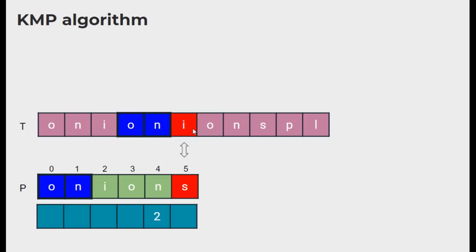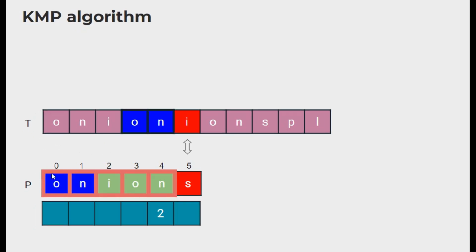Here we have the mismatch at the 5th index of the pattern, right? Which means indices 0 to 4 exactly match the previous characters of the text. So now consider only this substring. In this substring, the longest prefix that is also a suffix is of length 2.